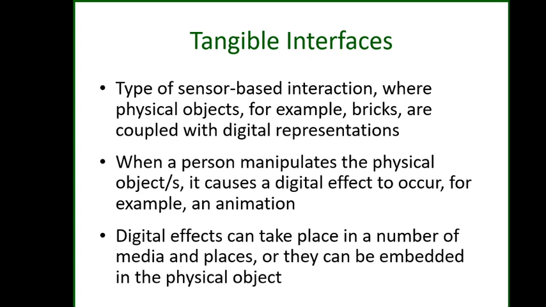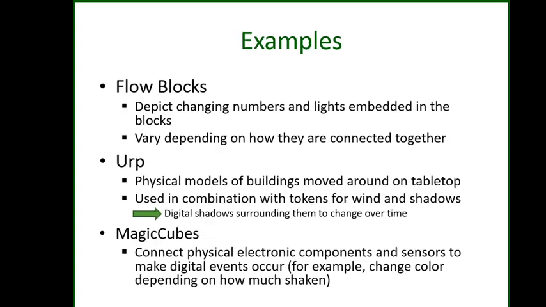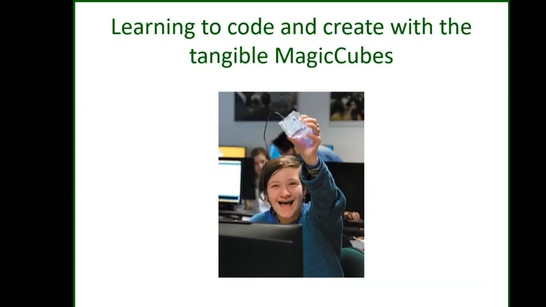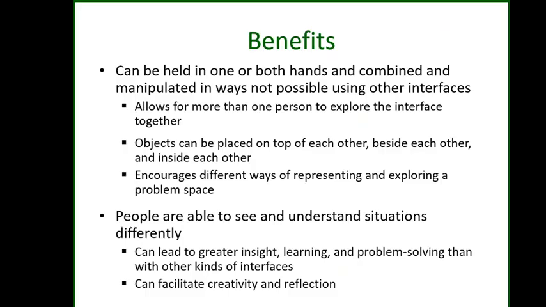So what are tangible interfaces? First, let us discuss what is tangible. The word tangible pertains to any type of interface that can be touched or physically touched. So, examples of tangible interfaces, we have MagicCubes, FlowBlocks, and URP. So, learning to code and create with tangible MagicCubes. So, this is what a MagicCube looks like.